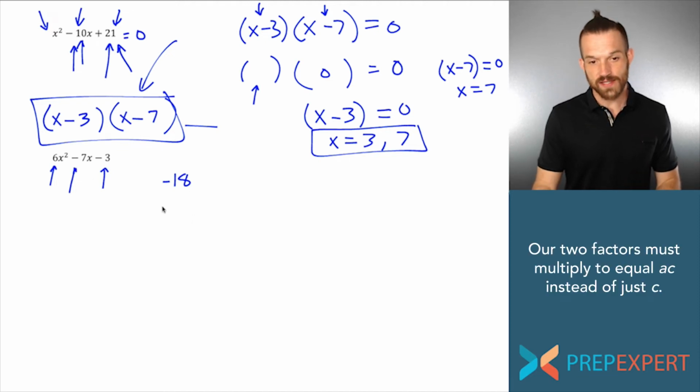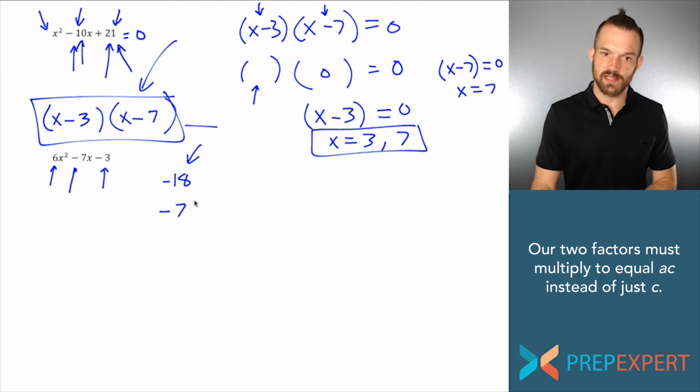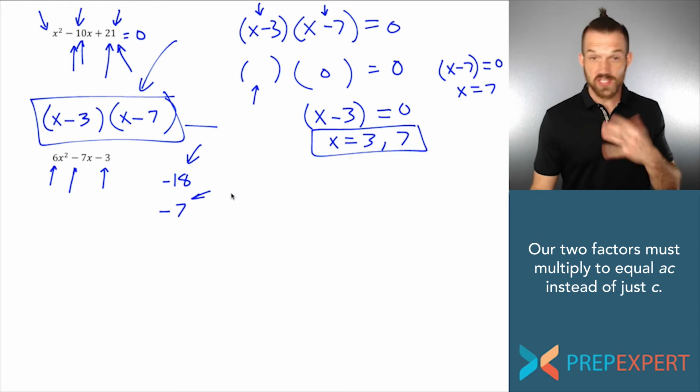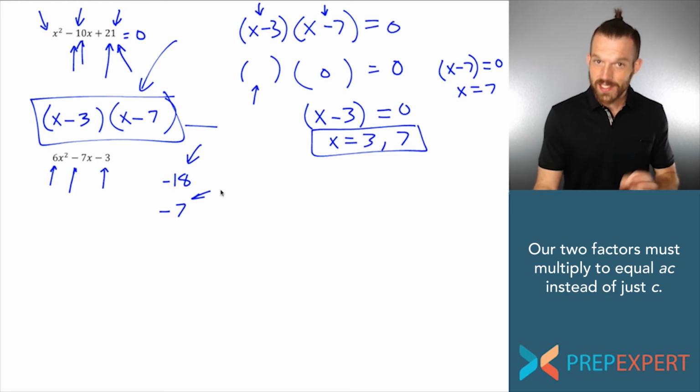I know the b term is negative 7. It is still the case that my factors must add up to produce negative 7. What I'm going to do now is look for two factors of negative 18 that add up to negative 7. Can you think of any? Well, first let's consider their signs. In this case, my product, negative 18, is negative.